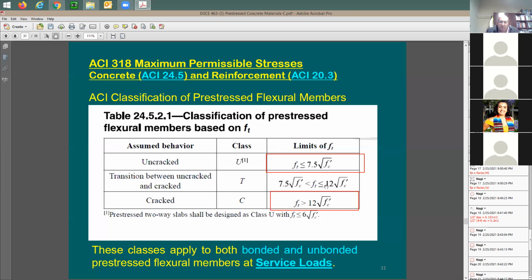So based on the performance needed, if you want it to be uncracked, you don't really need rebars. Here you may need rebars, and here definitely you need rebars. But if these are non-pre-stress rebars, you want them for the strength, so in this case, you can add them into any one of these categories. It doesn't matter. Does it make sense or no? Yes? Yeah, okay, good.